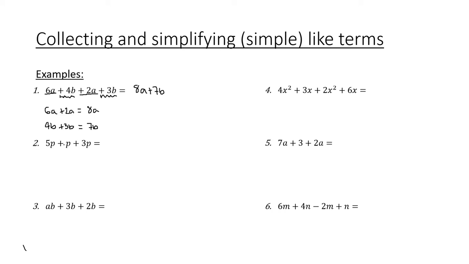Question 2, 5p plus p plus 3p. These are all like terms. So 5p plus p gives us 6p, and 6p plus 3p gives us a final answer of 9p.